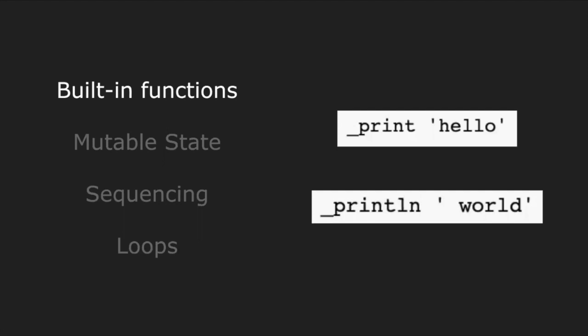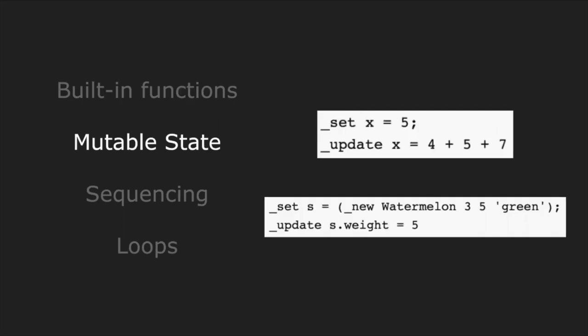So in order to implement loops and sequencing, I've added built-in functions like print and print line. They're also useful when a user wants to debug their program. And the second is mutable state, which includes mutable variables and mutable objects. And mutable means something can be changed. So mutable variable means a name can be bound to a new value. And the mutable object means the field of an object can be changed.